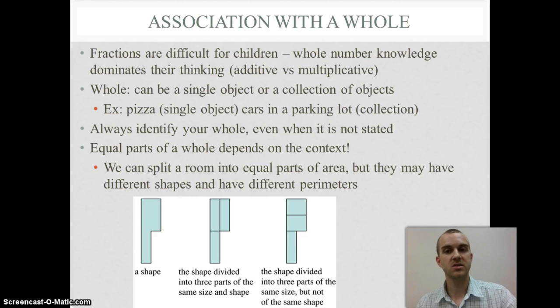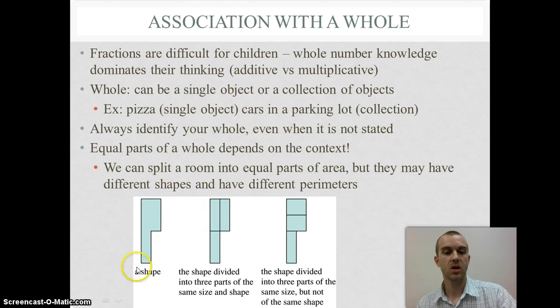Now, understanding this notion of a whole and what represents the whole is somewhat difficult for students, especially when they learn the beginnings of fractions because they've come from their whole number learning, which is both in addition and multiplication. So the first thing we have to do is help our students understand what is the whole of our fraction, because it could be a single object, like a pizza, or it could be a collection of objects, like the number of cars in a parking lot. So we help them understand not only what is the whole, but also the context of that whole and the question that's being asked.